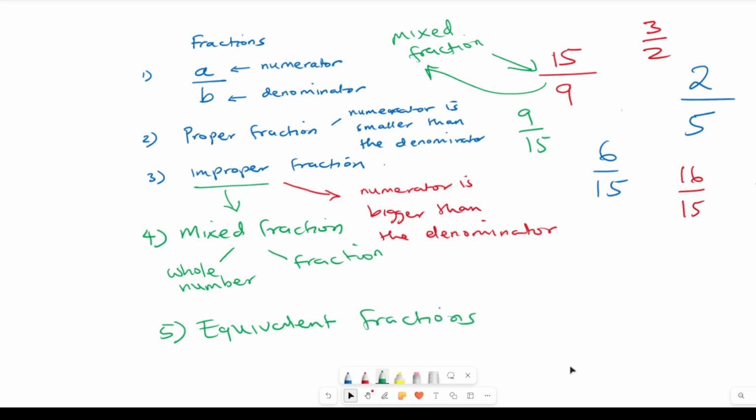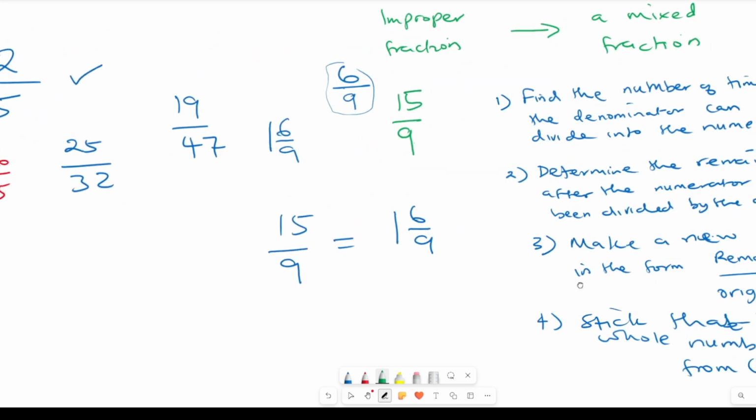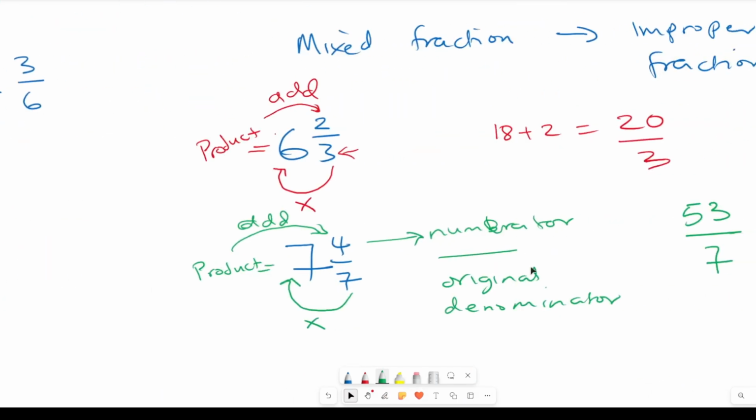Equivalent fractions are very important. They can easily help us to add or subtract fractions. I know in the previous lesson we said that one of the purposes of finding LCM is for us to be able to add or subtract fractions.